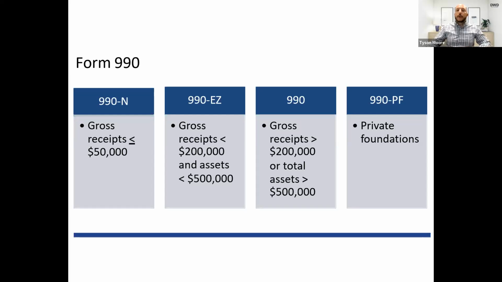If you have gross receipts that are more than $200,000 or assets that are more than $500,000, you have to file the full 990. So this is the type of form that we're going to go over today. It asks information that's included in the 990EZ, but it also includes additional questions about your organization's structure and your governance. If you're a private foundation, you're going to need to file 990PF. That form looks a little bit different than the 990, but just know that if you're a private foundation, there is a separate form that you need to file, and you're not allowed to file a 990N or an EZ.